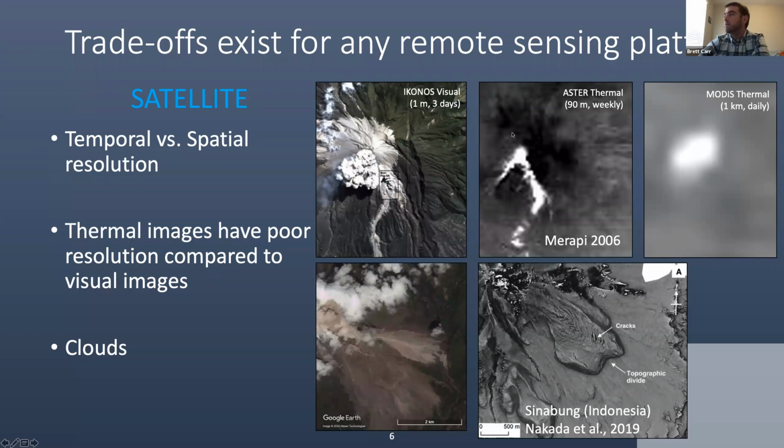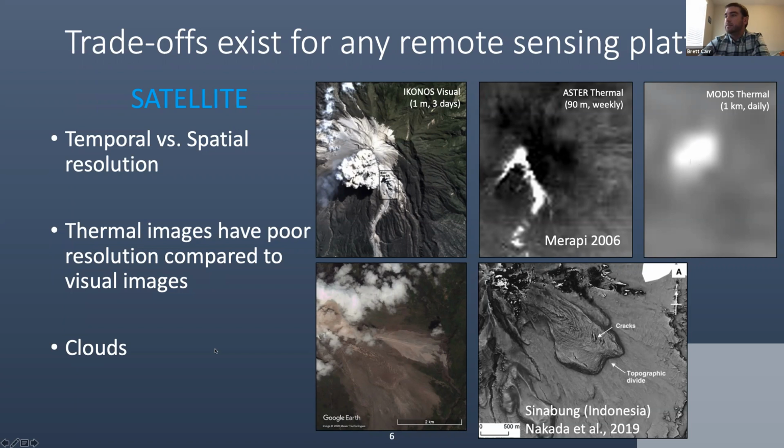And if you're looking for a daily thermal image, you're looking at MODIS, where you can get multiple images a day, but at 1 kilometer resolution. So for that same eruption, in the visual image you can see an actively moving pyroclastic flow. In the thermal image, if you want a daily image, it's basically a slightly brighter blur.